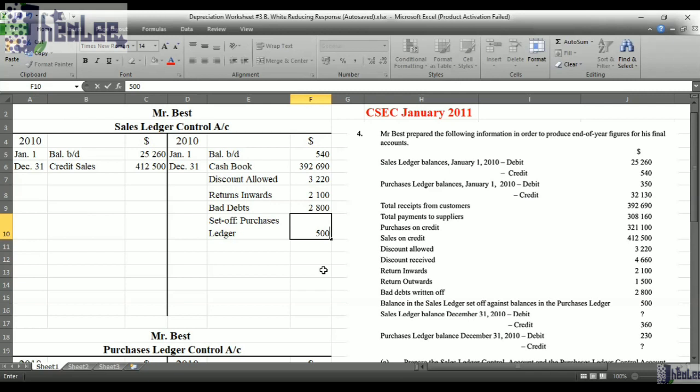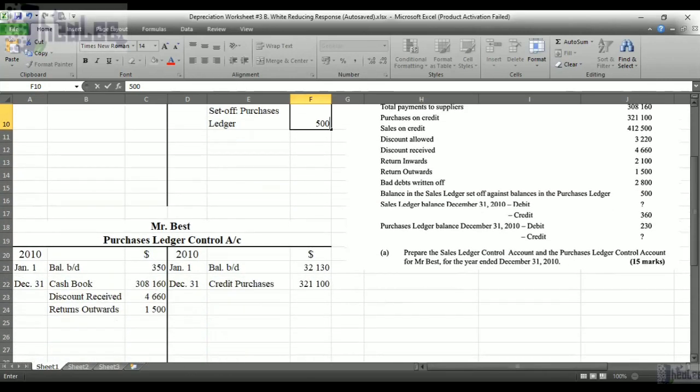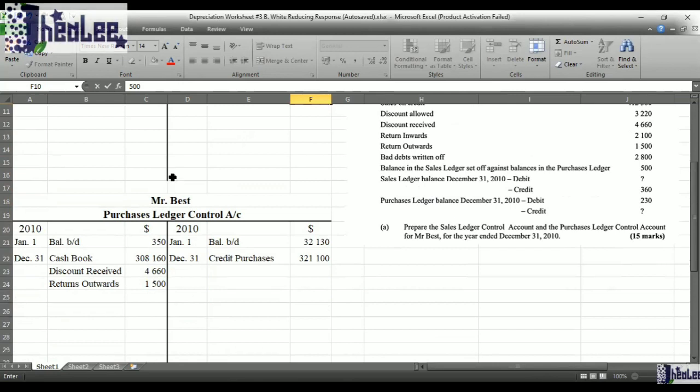So again, another scenario, you may have $2,000 for sales and $1,500 for purchases. The value that you should set off is the $1,500 because you're squeezing out the lower value. So only the person that was owing the $2,000 would now be owing the difference between the $2,000 and that $1,500. So that's the entry for our sales ledger control. And of course, remember, once they're set off, there should be two entries, one in your sales ledger control, one in your purchases ledger control.